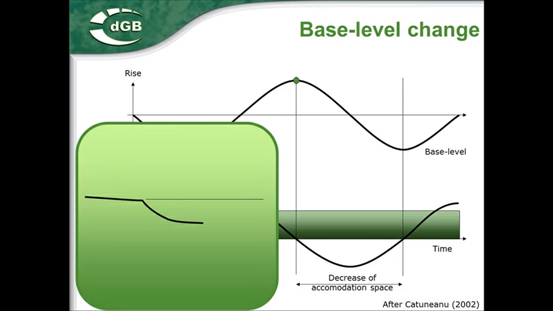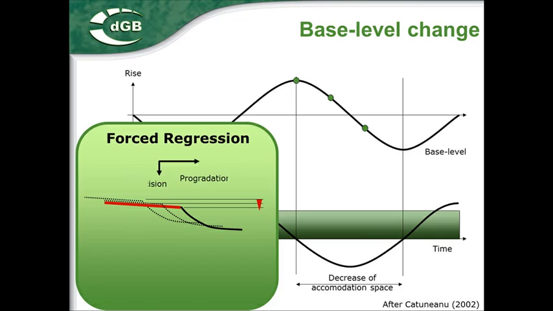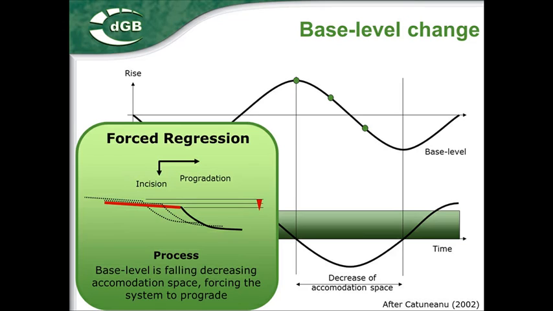From here onwards, again, we have a different situation. We now have a base level falling, a decrease of accommodation space, and this is called a forced regression. It's characterized by an incision, so we have an unconformity, but also a progradation. The base level is falling, decreasing accommodation space, forcing the system to prograde, all the way until this point.